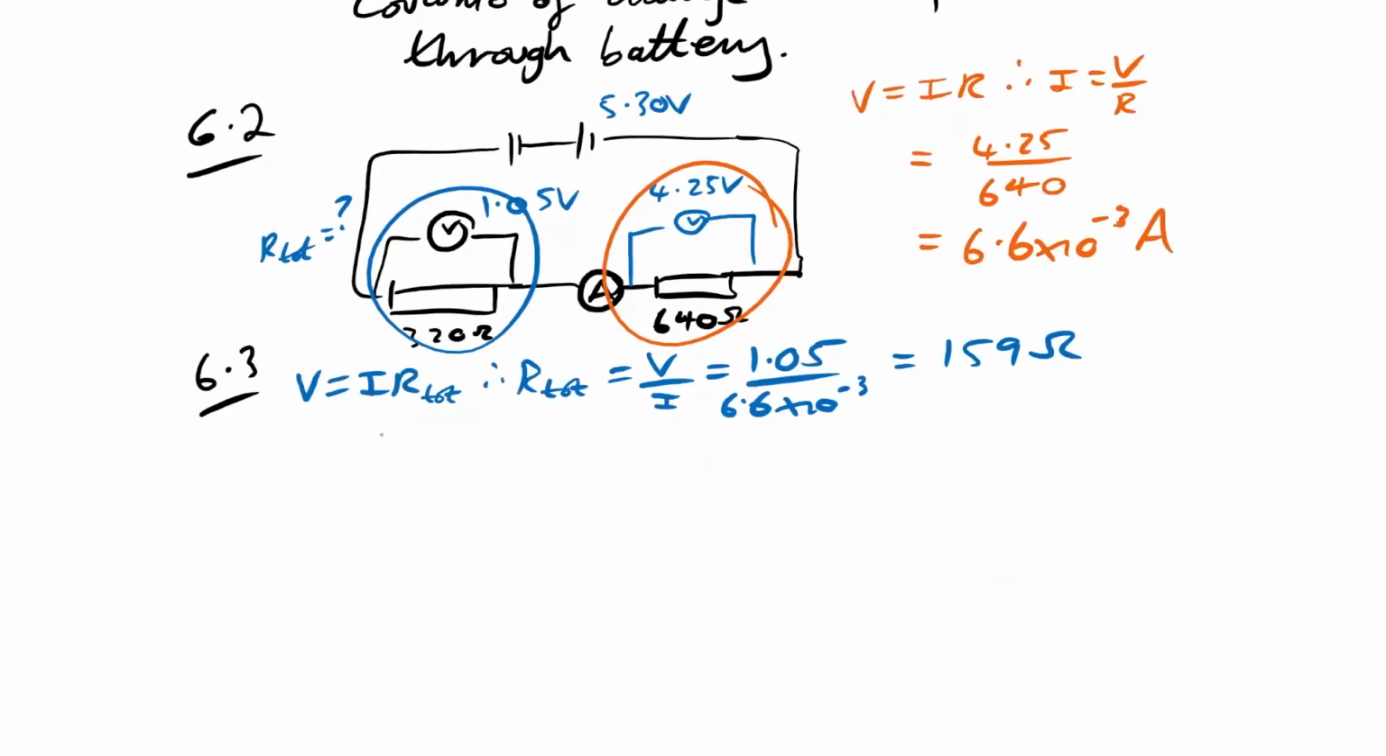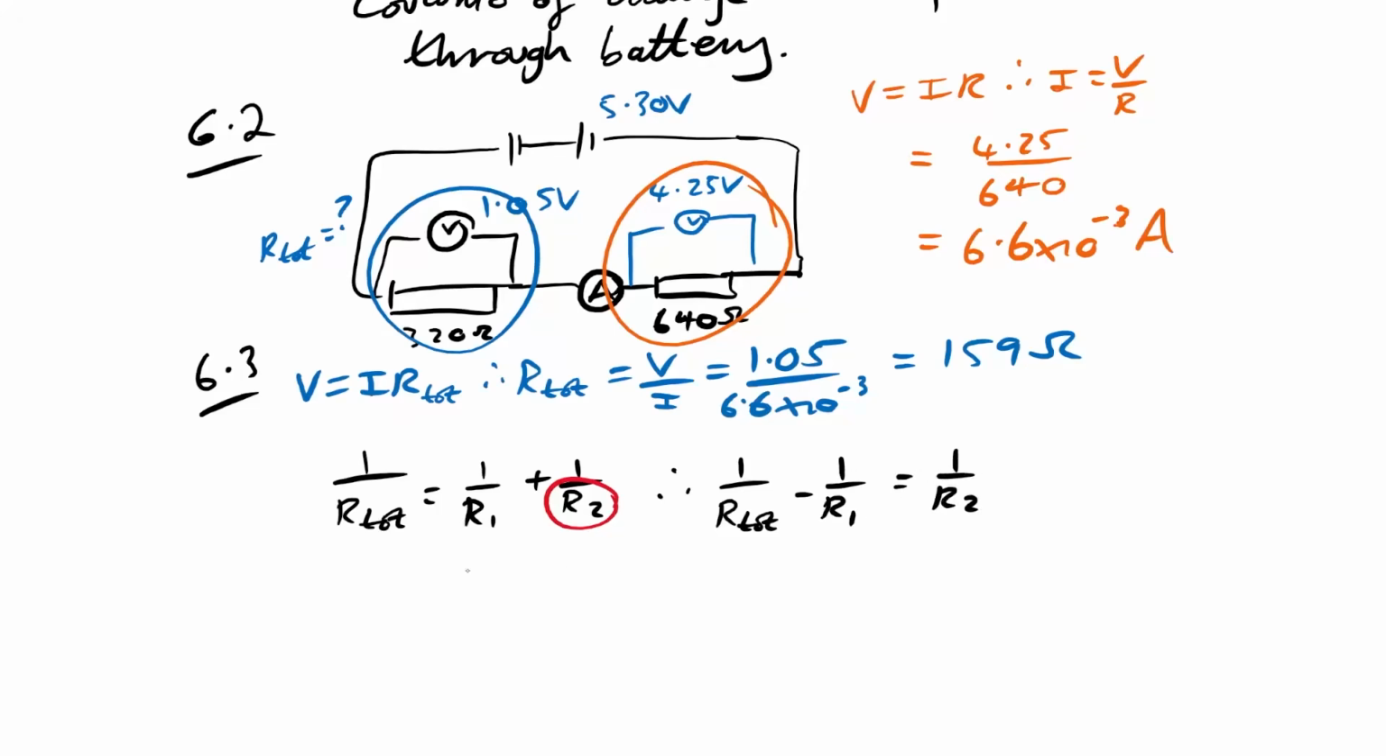Then we have to crack out a complicated equation. 1 over R total is equal to 1 over R1 plus 1 over R2. We're looking for R2, as it were. Therefore, 1 over R total minus 1 over R1 is equal to 1 over R2. So that's going to be 1 over 159 minus 1 over 320. And so R2 ends up being 316 ohms. And there is a little bit of leeway there.